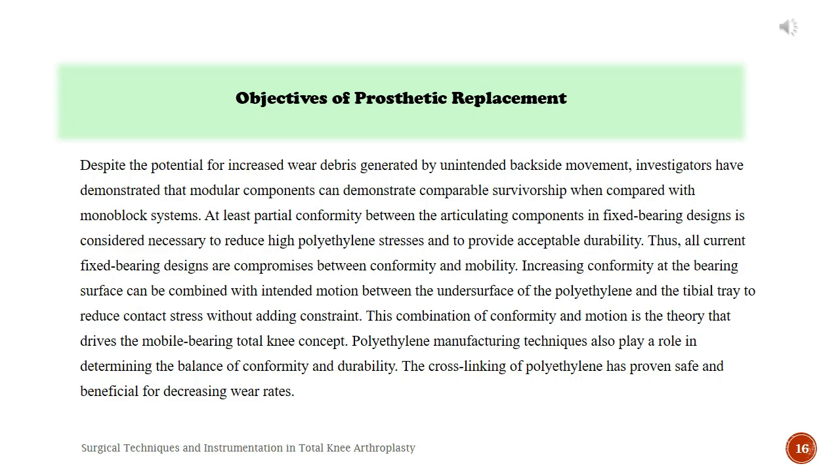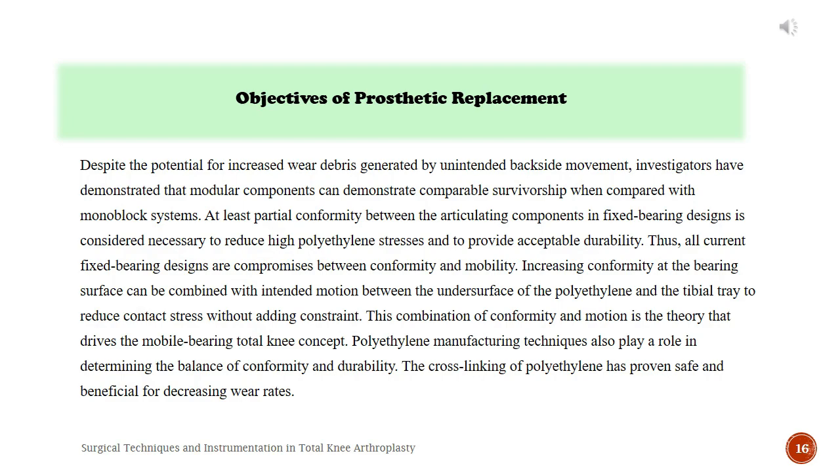At least partial conformity between the articulating components in fixed bearing designs is considered necessary to reduce high polyethylene stresses and to provide acceptable durability. Thus, all current fixed bearing designs are compromises between conformity and mobility. Increasing conformity at the bearing surface can be combined with intended motion between the undersurface of the polyethylene and the tibial tray to reduce contact stress without adding constraint. This combination of conformity and motion is the theory that drives the mobile bearing total knee concept.